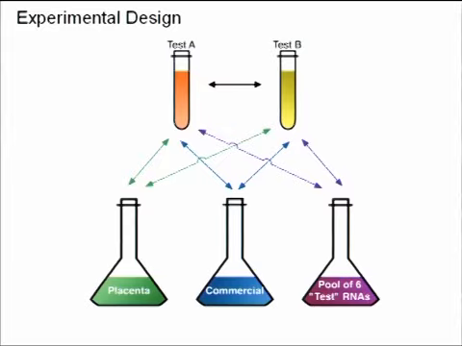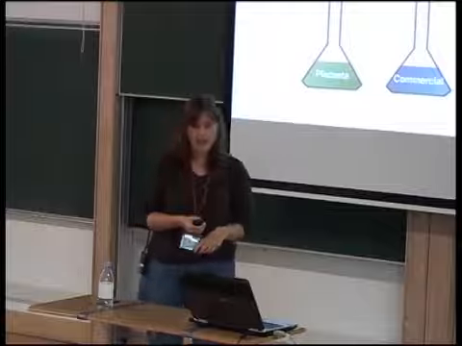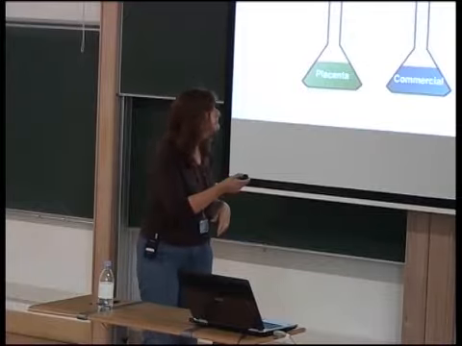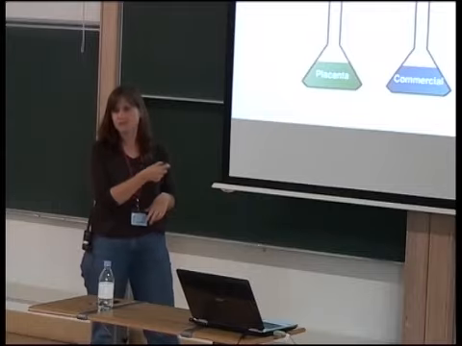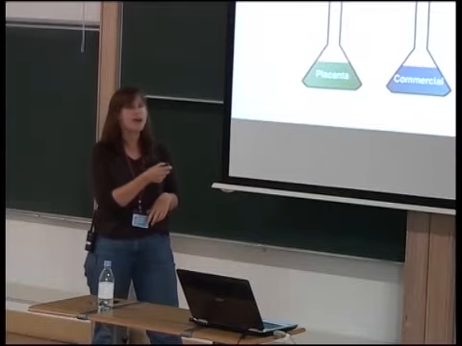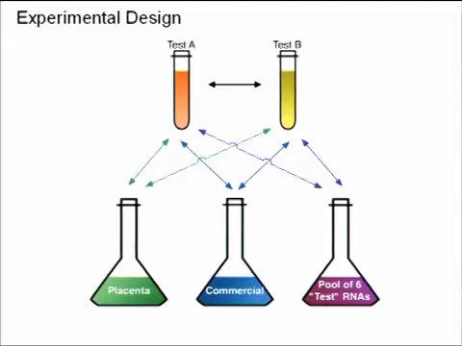So for each pair, there was an A and a B, and we directly compared the test pair with a dye swap. And for each of those test RNAs, we also compared with a dye swap with each of our references. So that's 2, 4, 6, 8, 10, 12, 14 arrays for every test pair, and there are 3 test pairs.